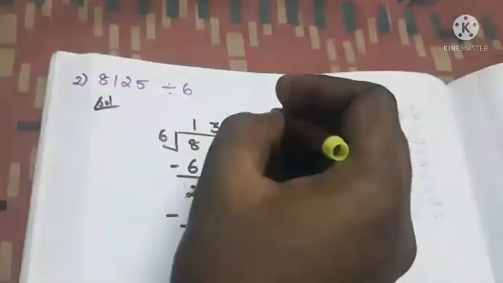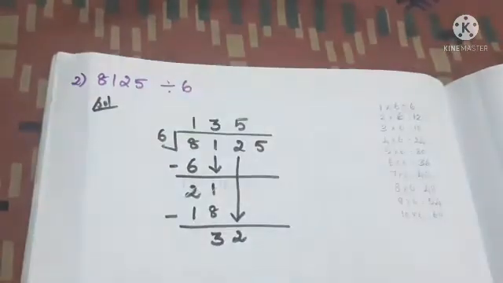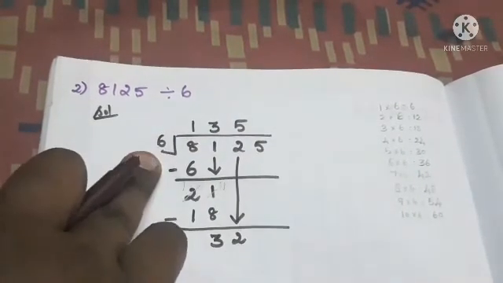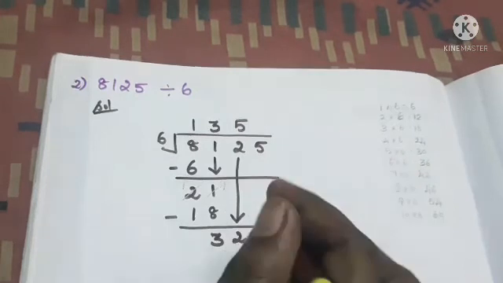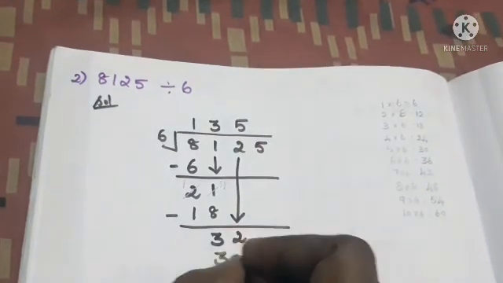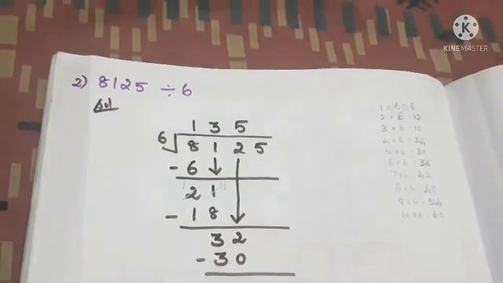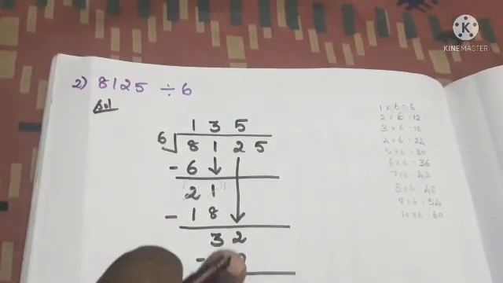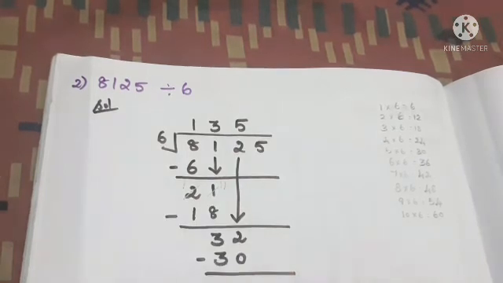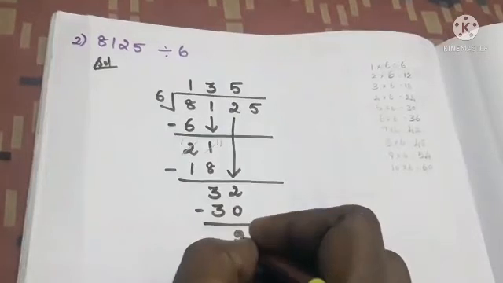5 into 6. That 5 we want to write in the tens place value of the quotient, and the 6 we already have as the divisor, and this 30 we have to write at the down of 32. Next we can subtract the values now. In the ones place we have 2 minus 0. 2 minus 0 is 2, isn't it? We will get 2 as the answer.